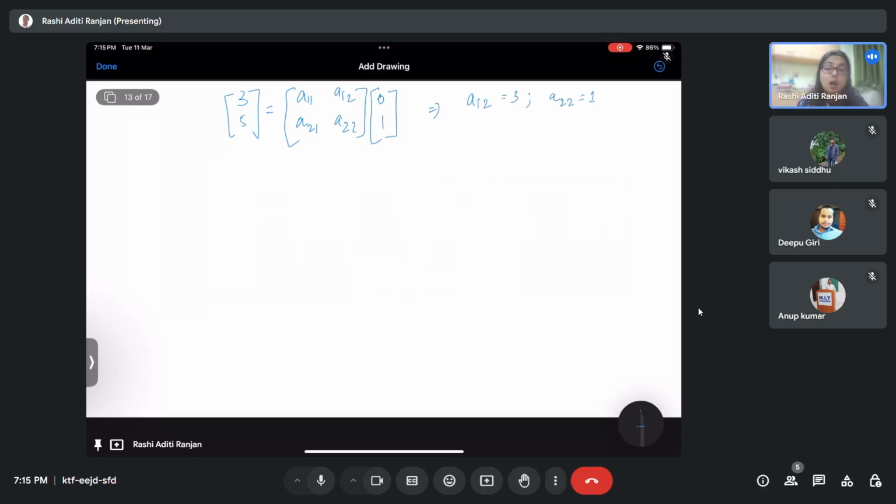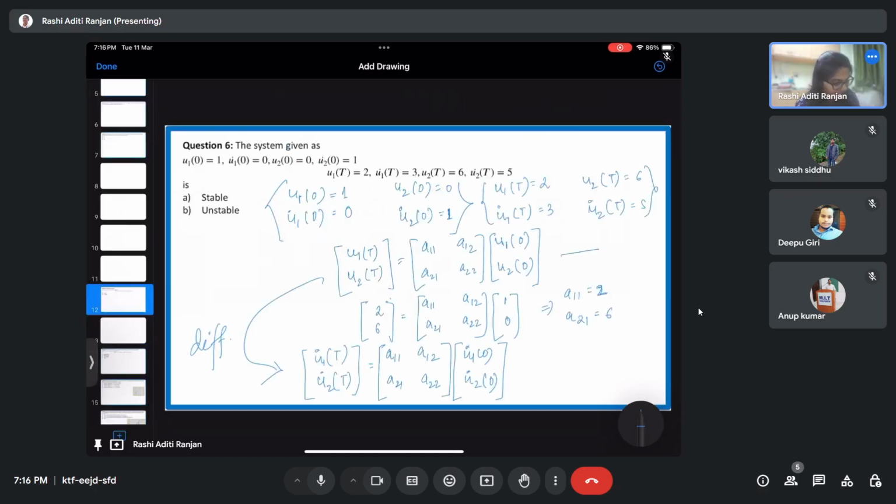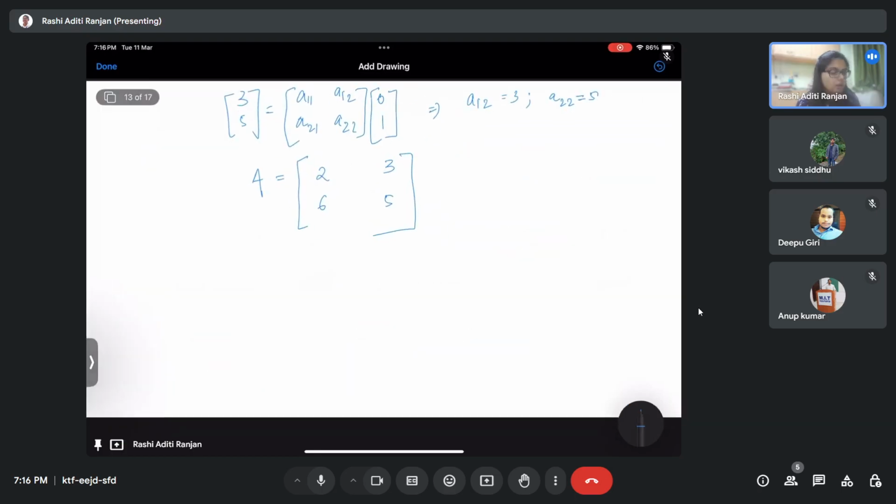So now we can write the monodromy matrix A as 3, 5. This should not be 1, this should be 5 actually. Okay, this and 2 and 6. Now what do we have to do? We have to find the eigenvalues, correct? Because that is how we are going to convert it into a decoupled form. If you remember, in the decoupled form, we can write the eigenvalue something like Vi is equal to lambda i.